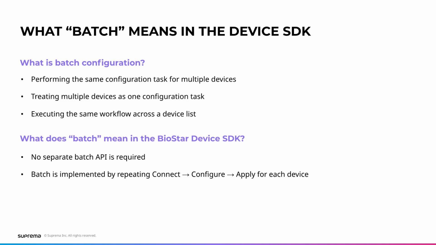In general, batch configuration means performing the same configuration task across multiple devices. Rather than treating each device as a separate task, batch handles multiple devices within one configuration flow. In the BioStar Device SDK, this does not mean there is a separate batch API. Instead, batch is implemented by repeating the same workflow for each device: connect, configure, and apply.